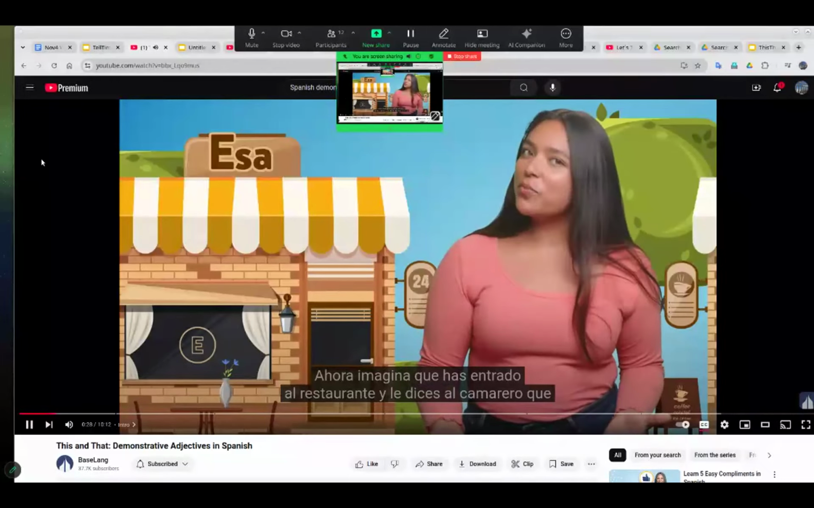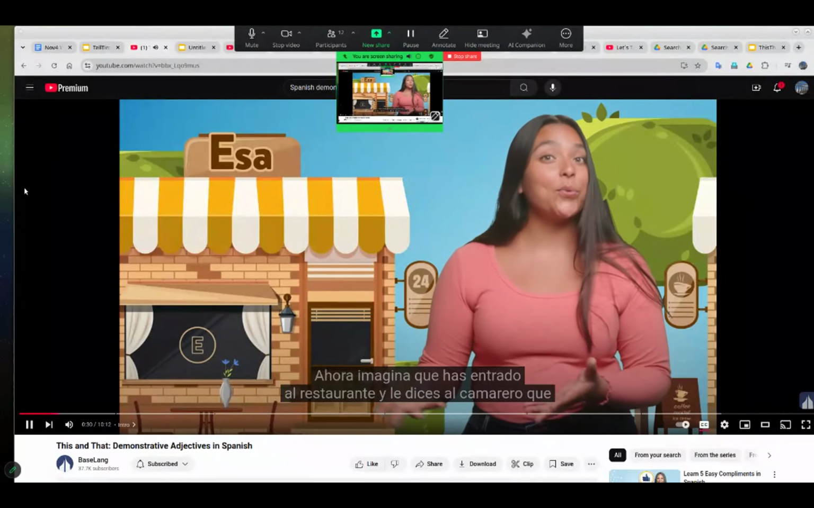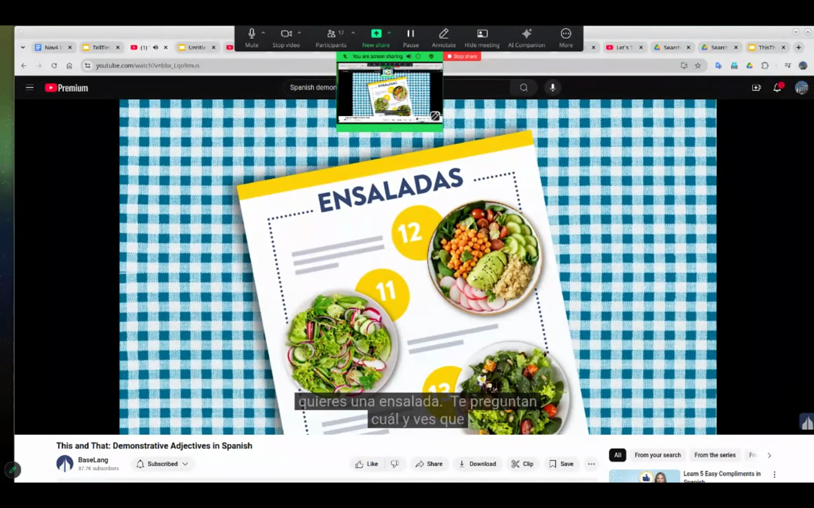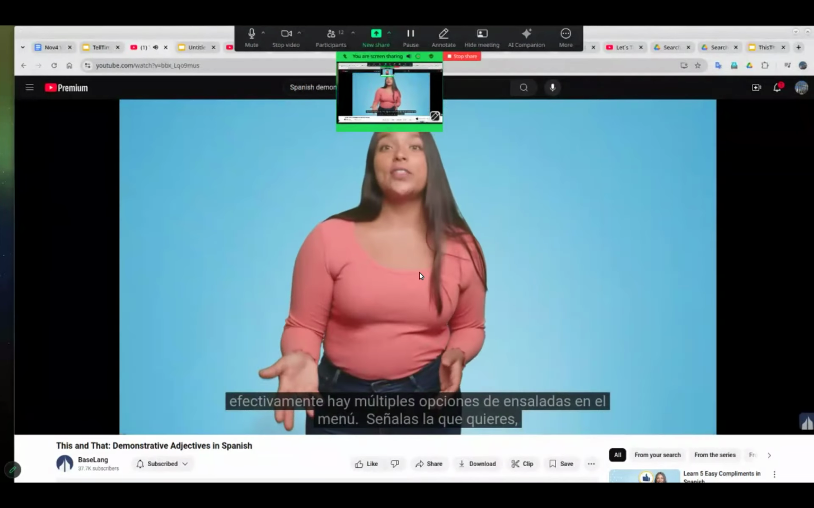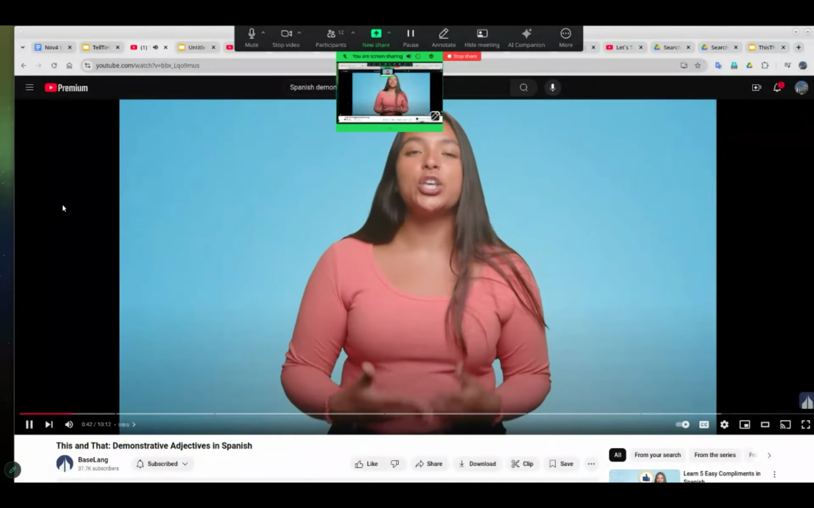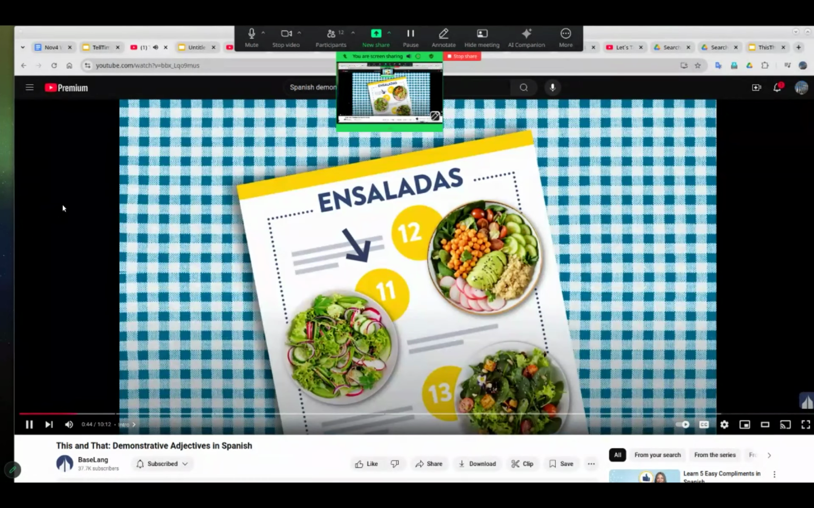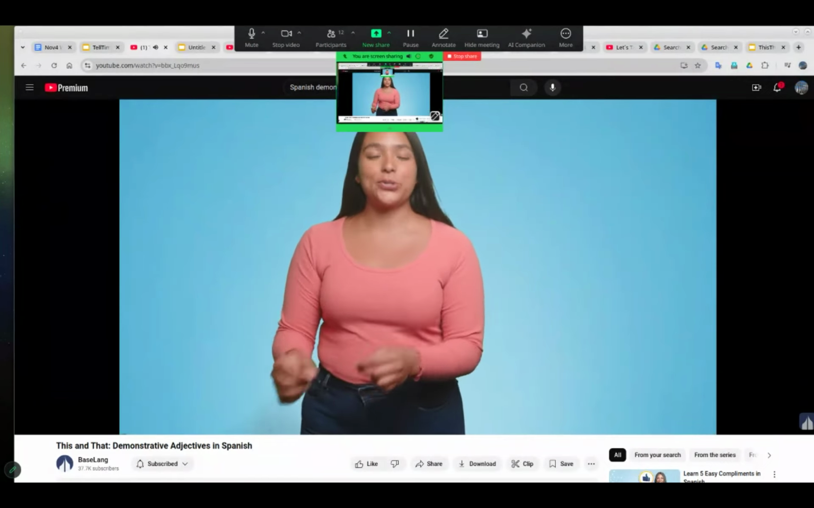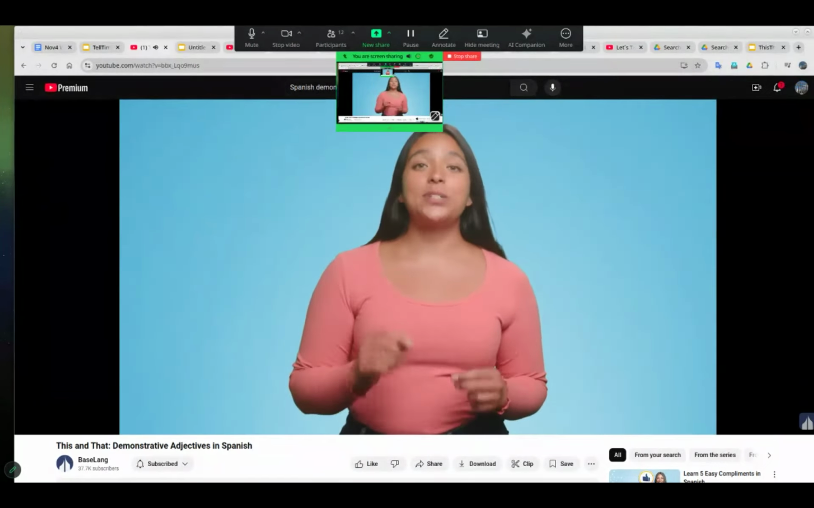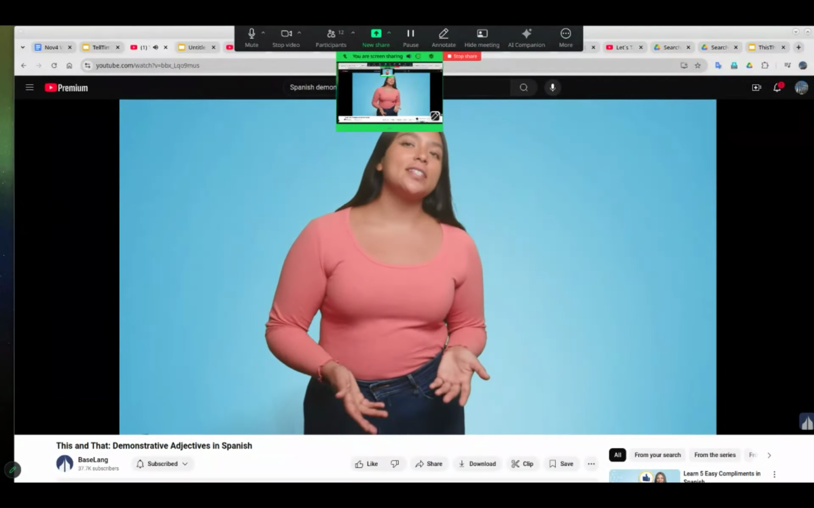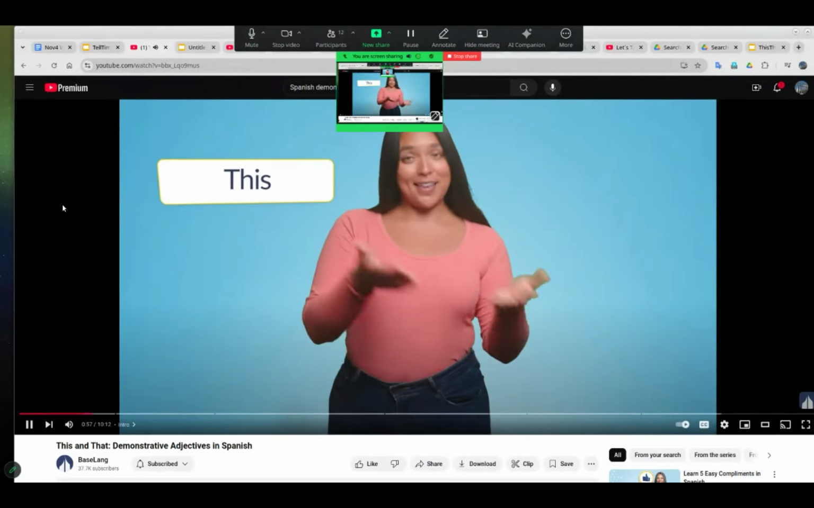Now, imagine you've made it inside the restaurant and tell the waiter you would like a salad. They ask you which one, and you see that there are indeed multiple salad choices on the menu. You point at the one you want, but you wish you had a way to verbally tell the waiter that you would like that salad. In these two examples, you needed to clarify which object or place you were talking about to differentiate it from the other similar options. In English, we do this using the words this and that.